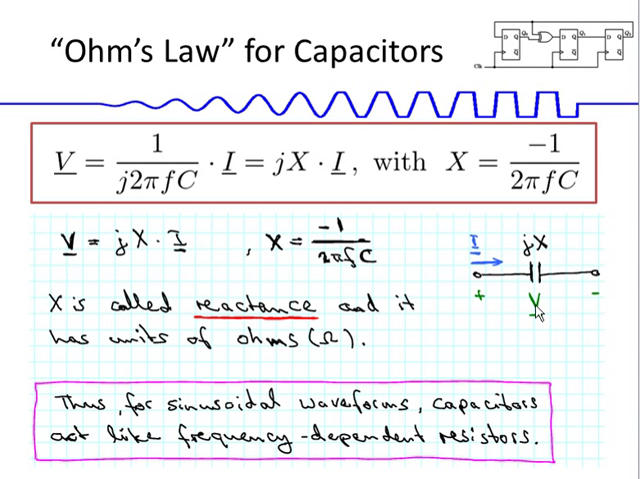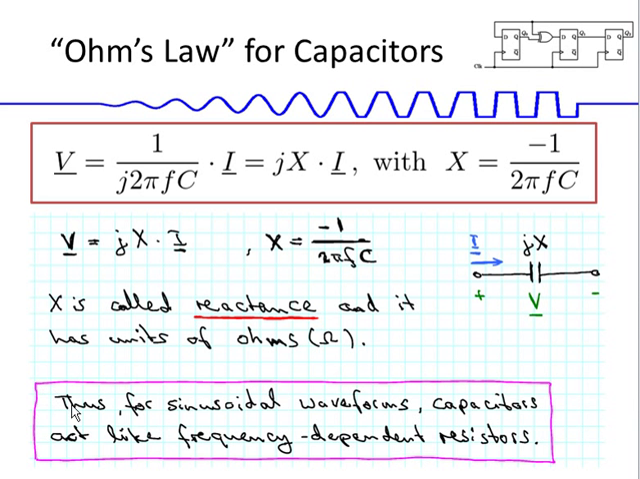We use this symbolic notation here when we deal with phasors. So the I with the underbar and the V with the underbar. And the capacitor is now labeled as being j times X, which is equal to 1 over j2 pi fC, or equal to minus j times 1 over 2 pi fC.